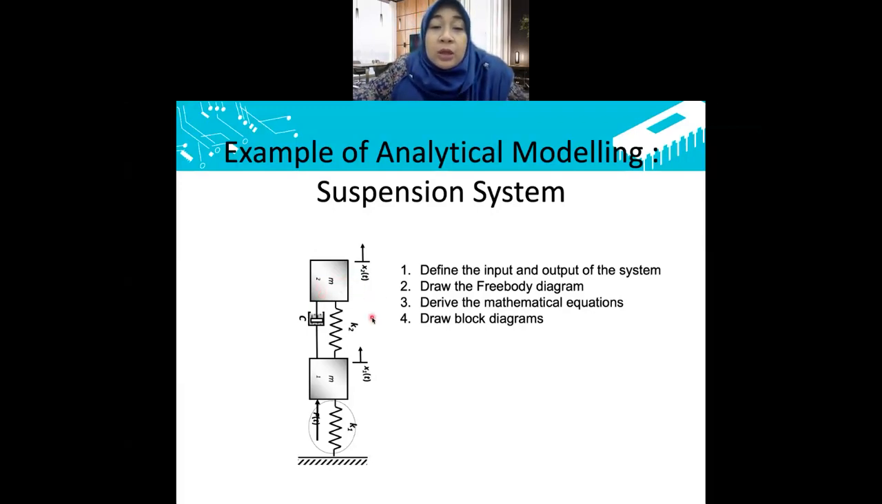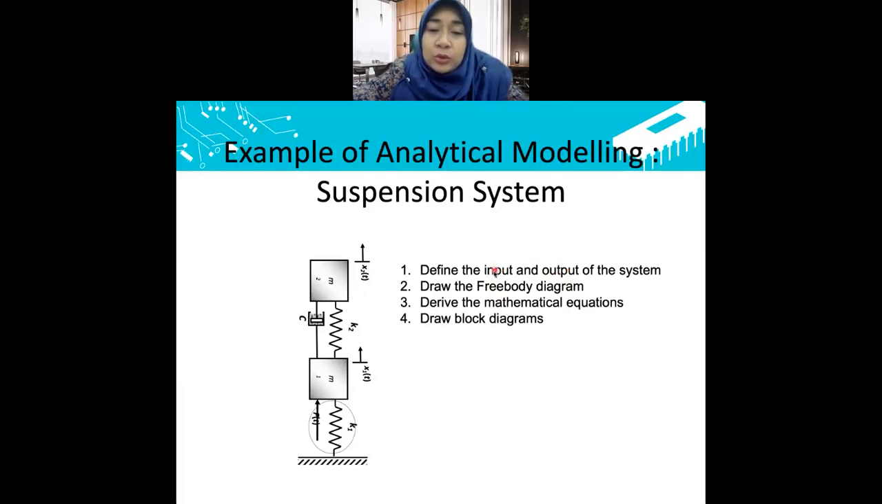So now, in order to model the suspension system of this car, you need to first define what is the input and output of the system. Then you need to draw the free body diagram, and then you derive the mathematical equations, and later on you draw the block diagram based on the mathematical equations. In this case, how do you define the input and output of the system? That is actually quite straightforward.